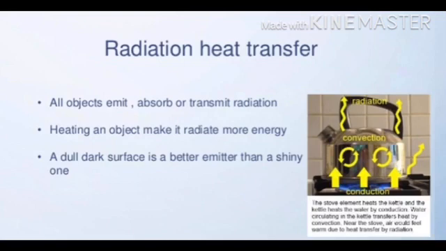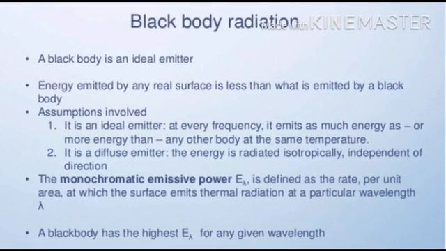Black bodies are better heat radiators than white bodies. A black body is a good absorber as well as radiator. Now, a black body is an ideal emitter. Energy emitted by any real surface is less than what is emitted by a black body. The assumption involved is that it is an ideal emitter. At every frequency it emits as much energy as or more energy than any other body at the same temperature.